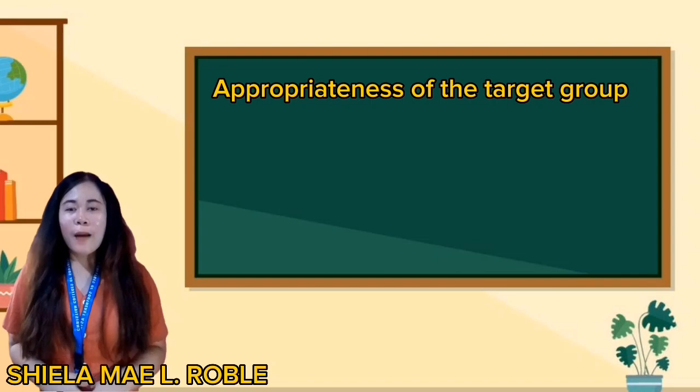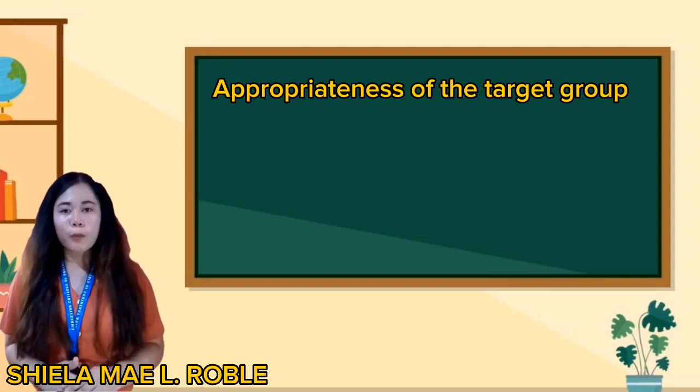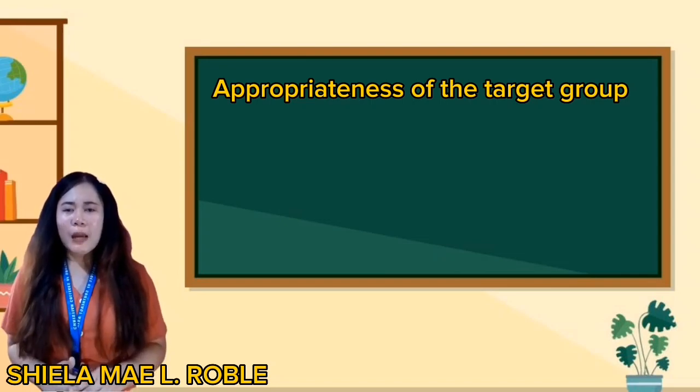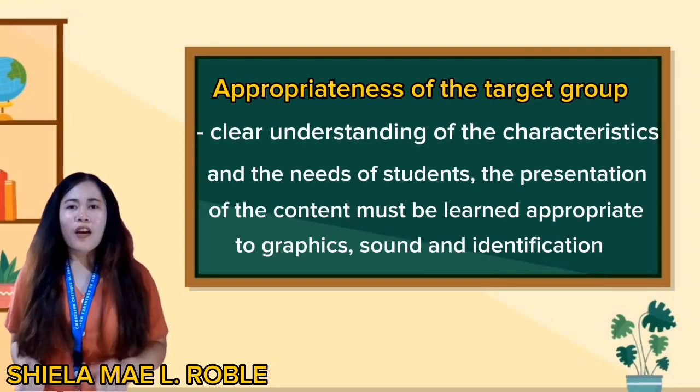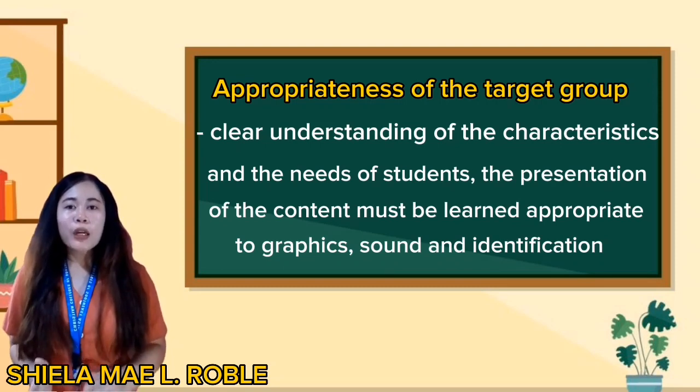First, we have appropriateness of the target group. When selecting multimedia products, it is important to have a clear understanding of the characteristics and the needs of students. The presentation of the content must be appropriate in graphics, sound, and identification. And selecting multimedia products, it must be suitable for the specific needs and preferences of the learners.